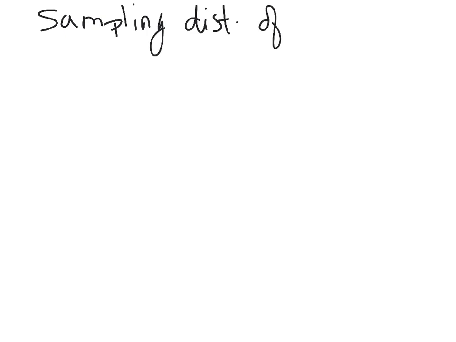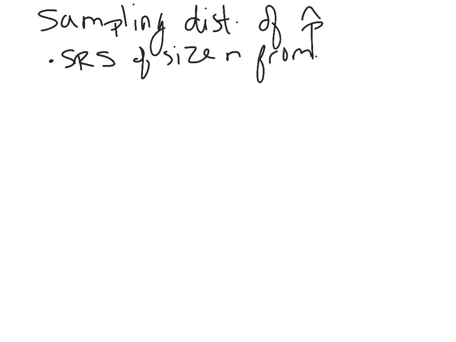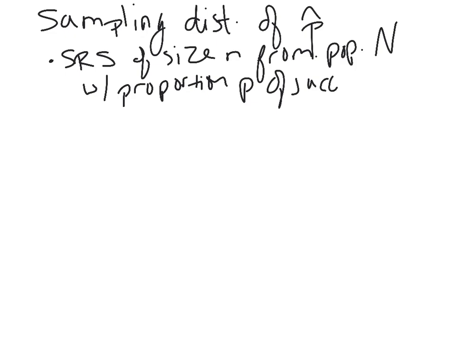I'm going to repeat myself here, but I just want to make sure we're clear. When I'm looking for the sampling distribution of a sample proportion, so basically of p hat, I have simple random samples of size n from a population of size capital N with a proportion p of successes, whatever those successes may be. Where p hat is my sample proportion.